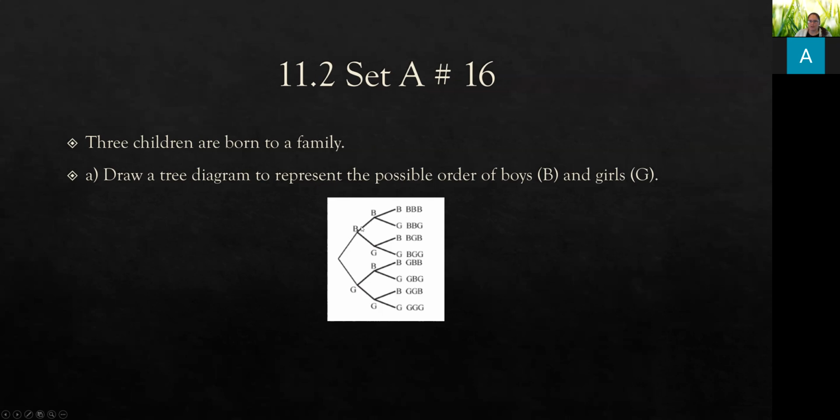So if we follow the top branches, that's having 3 boys. Or we could have a boy first and then a boy and then a girl. So boy, boy, girl. We could have a boy and then a girl and then a boy. So boy, girl, boy. Or boy, girl, girl, right here, and so on and so forth.